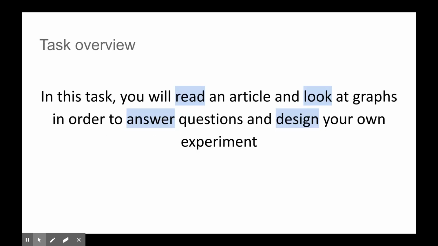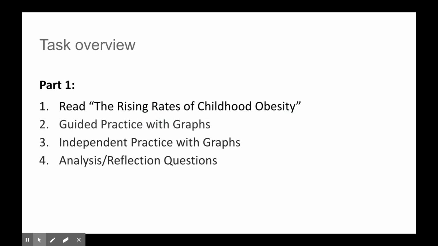So in this task, you will read an article and look at graphs in order to answer questions and design your own experiment. So in part 1, there are 4 different steps. First, you will read an article about the rising rates of childhood obesity. Then you'll go through some guided practice with graphs. Then you'll do some independent practice with those graphs. And then you'll answer some analysis and reflection questions.